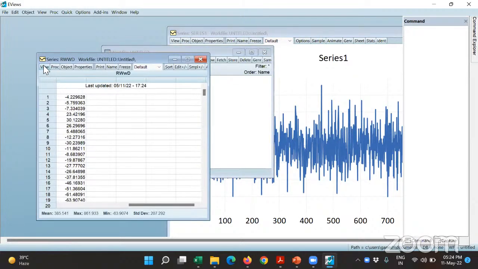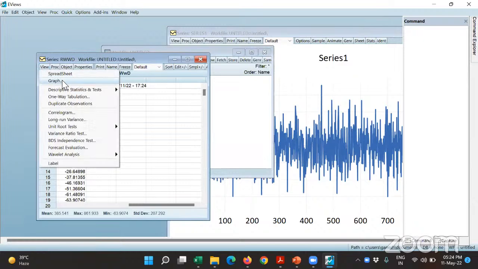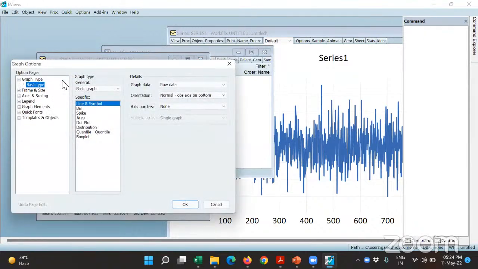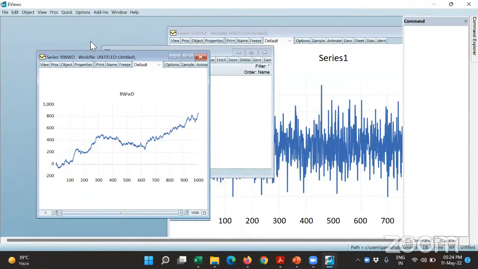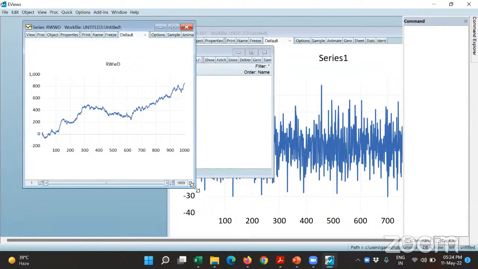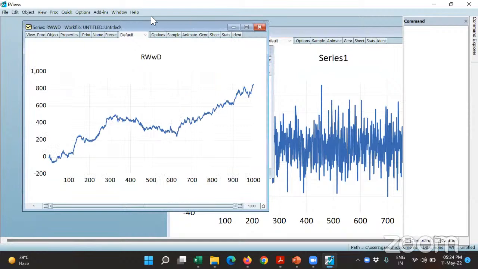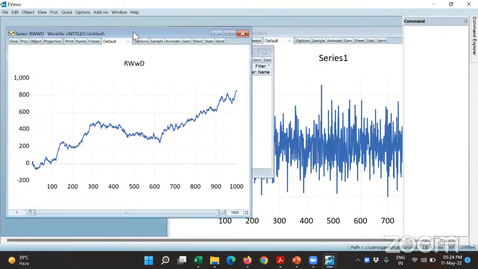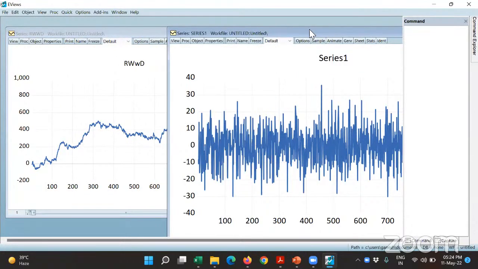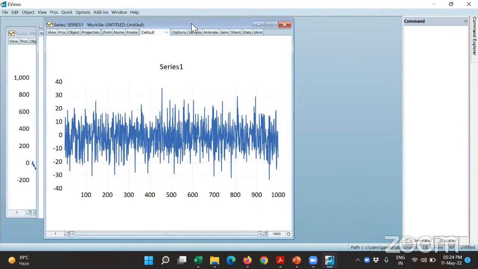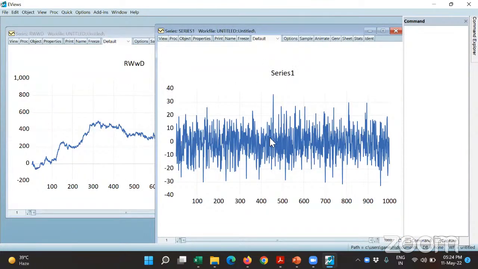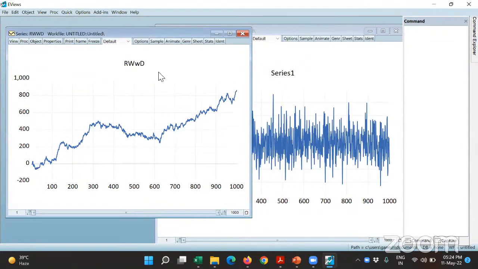Something like this. These are all simulated data sets, so this will give you different attributes. Now you have this random walk model, and you also have a stationary variable. So this is a graph of a stationary data set, and this is a graph of a random walk model as well.